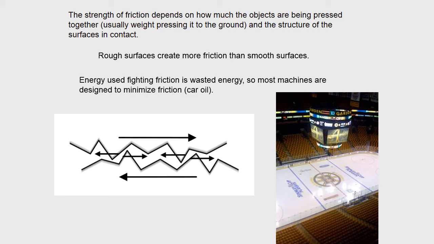Since friction is fighting motion, the energy used overcoming friction when you try to make something move is just wasted energy. Most machines are built with this in mind and have designs to minimize friction, usually by adding lubricants. For example, the oil in a car is meant to reduce friction. Also, in most of your joints, you have synovial fluid, which reduces the friction of moving bones and allows them to move easier.